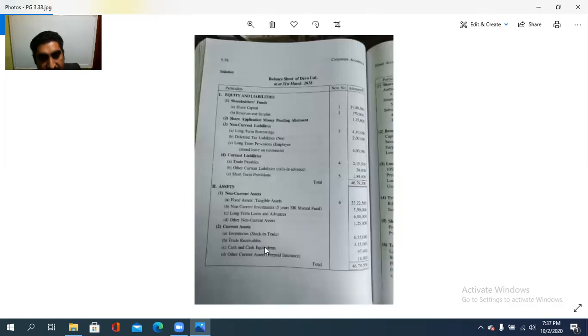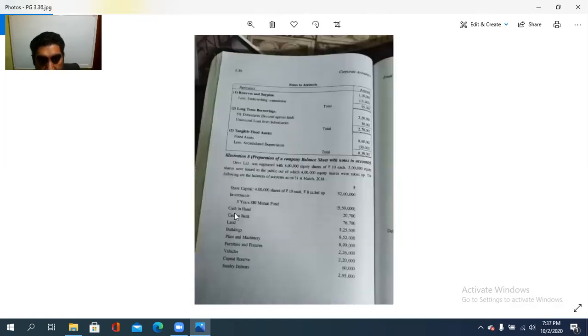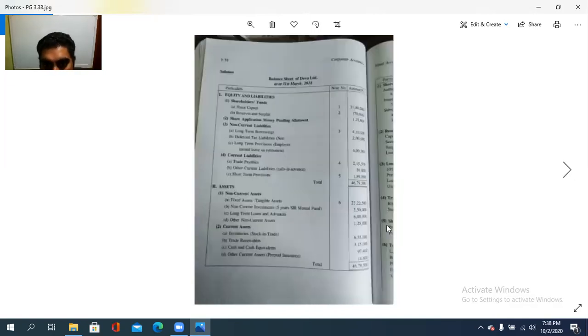Trade receivable and cash equivalents like cash in hand and cash at bank may be there. That we will check here. Cash in hand and cash at bank 20,700 and 76,700. Total how much? It is 97,400. And then other current assets, that is prepaid insurance.